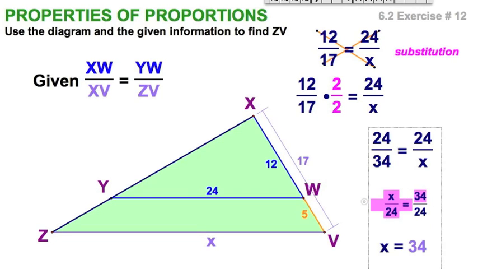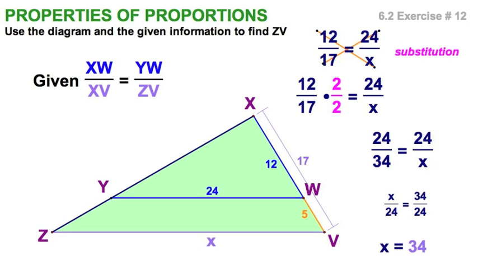Now to get down here, what we've done is I take the reciprocal of both expressions and flip them left to right. That would be the symmetric property. And then you can see very plainly that x is 34. Multiply both sides by 24 and we're done. X, the unknown side, is 34.